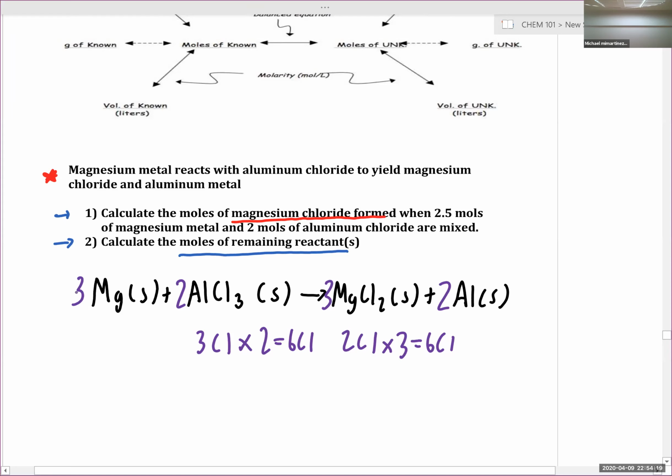Does everyone remember this least common multiple trick? Does this look familiar to everyone? This is one of the tricks that we discussed to balance chemical equations. It's quite handy.